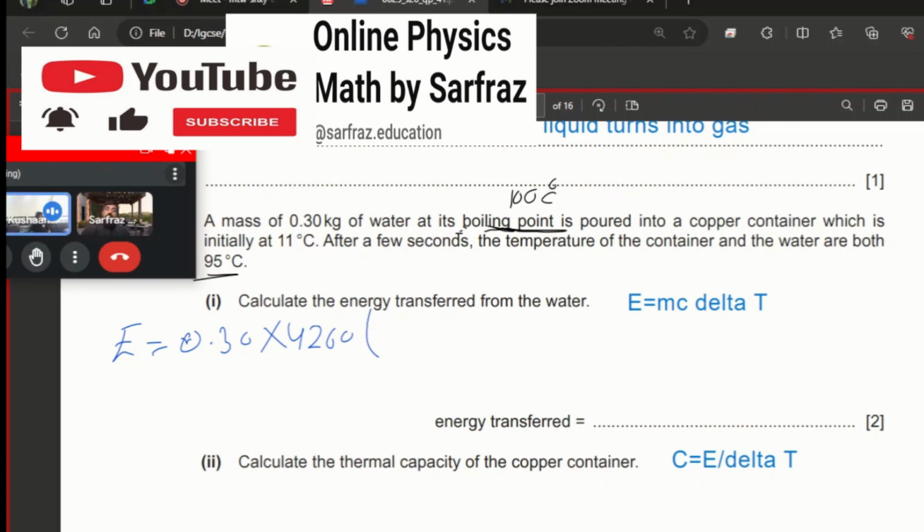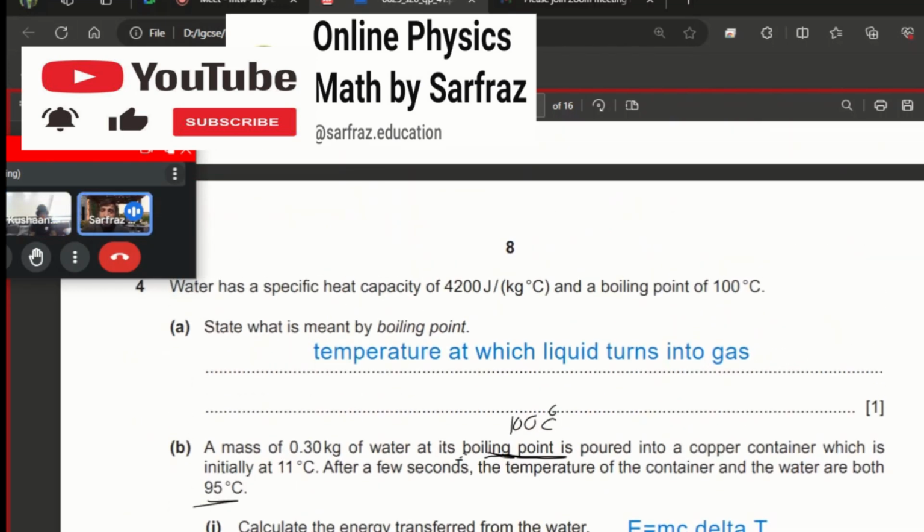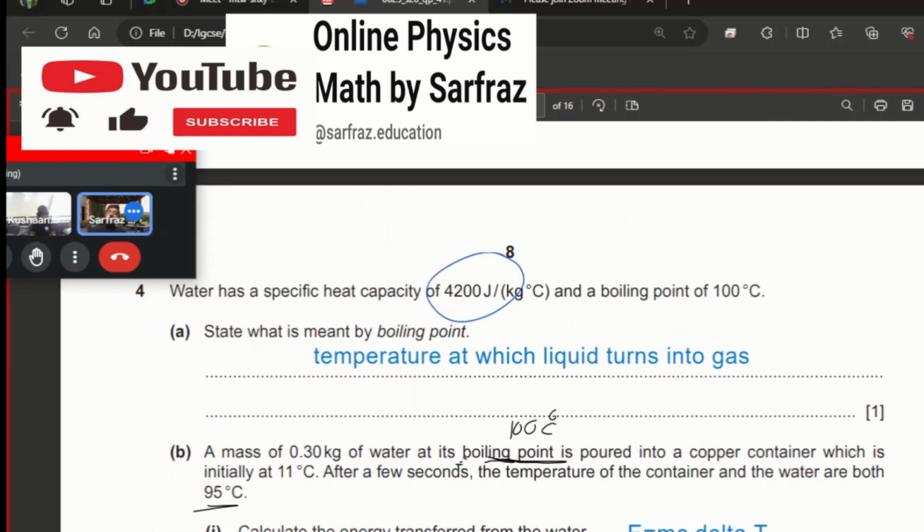Where's the thermal heat capacity? Thermal capacity is given in the A part. Are you seeing this? Here this is given, and you can remember it because it is used in many of the questions. Have you seen heat capacity given in the question? Oh yes, sorry. Okay.